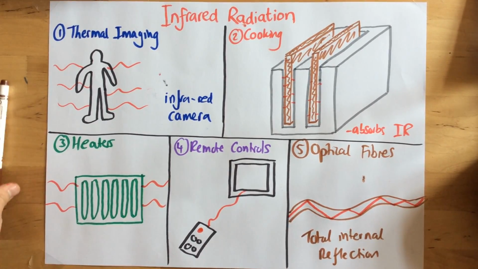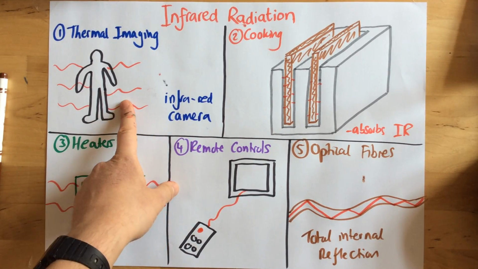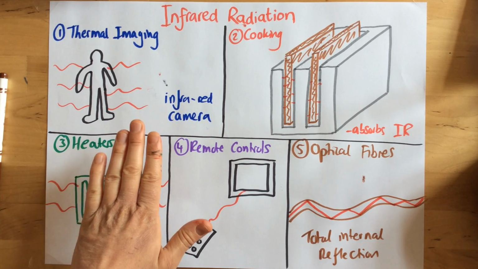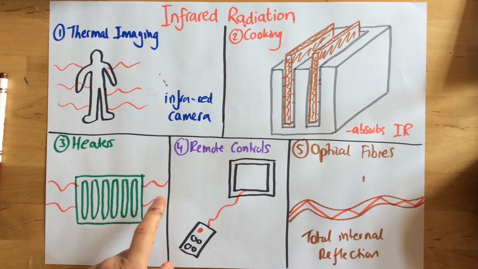So essentially, those are the 5 uses of infrared radiation we need to know about: thermal imaging, cooking, heaters, remote controls and optical fibres. And the dangerous thing about infrared radiation is our skin can absorb it, so infrared radiation can cause burns. Thank you.